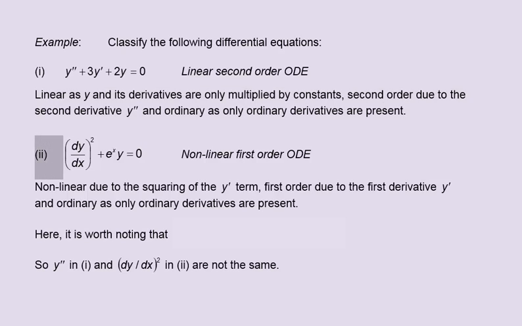2. dy by dx all squared plus e to the x multiplied by y equals 0. Non-linear first order ODE.